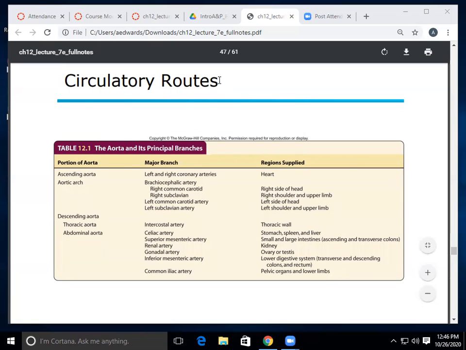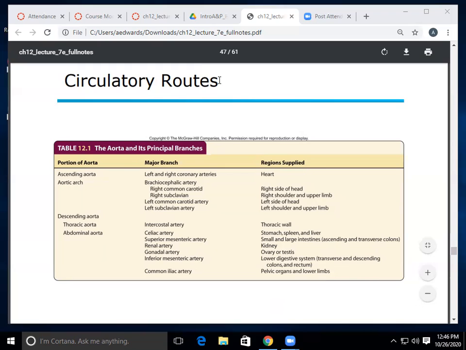So you have your ascending aorta, where the aorta is curving up. You have your left and right coronary arteries there. That's going to take blood to the heart, not into the chambers, but toward the outside of the heart, so the heart can actually beat, it can contract. If your heart didn't get blood flow back into the tissue of the heart, it wouldn't be able to contract because it wouldn't have any nutrients, it wouldn't have any oxygen.